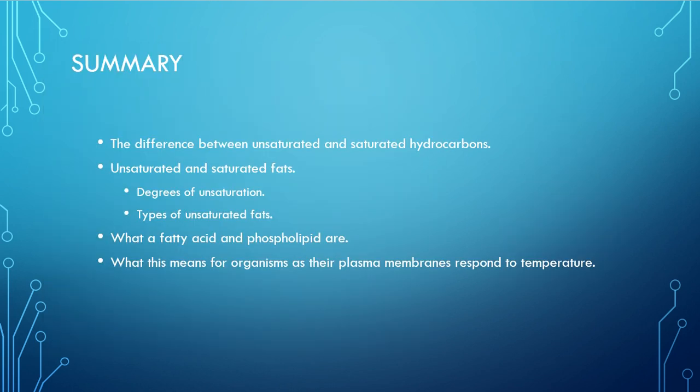So in summary, we learned the difference between unsaturated and saturated hydrocarbons, unsaturated and saturated fats, degrees of unsaturation, types of unsaturated fats, what a fatty acid and phospholipid are, and what this means for organisms as their plasma membranes respond to temperature.